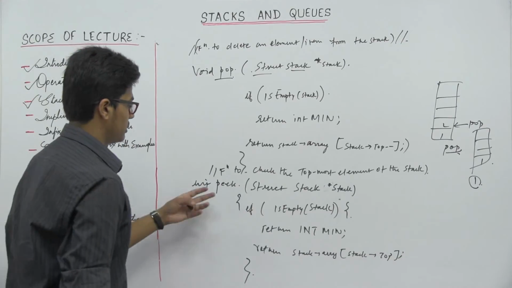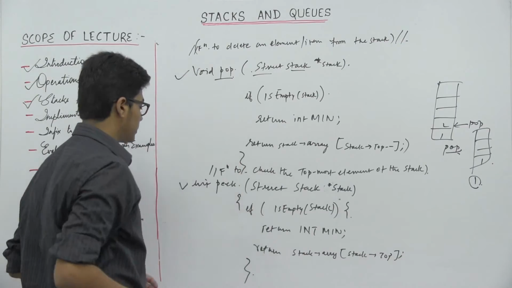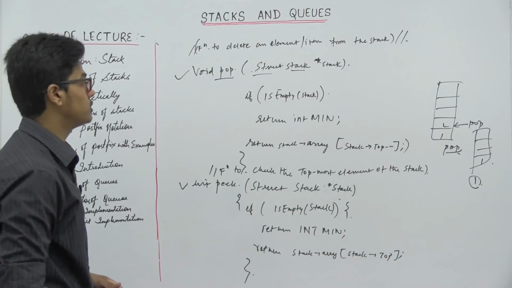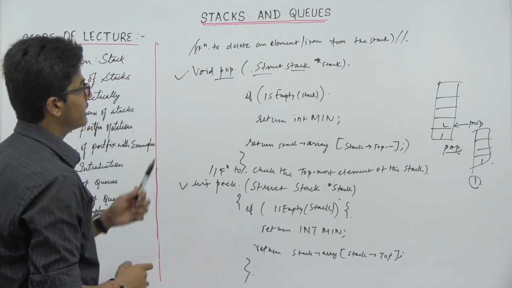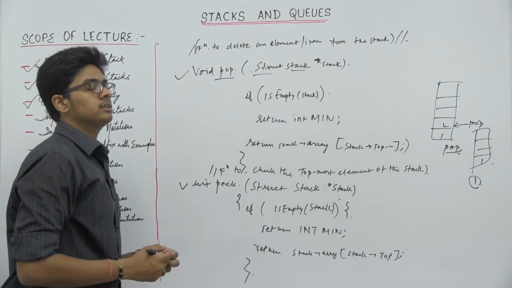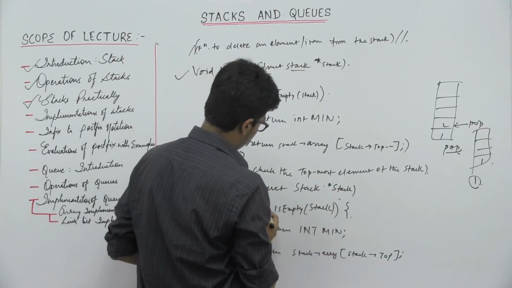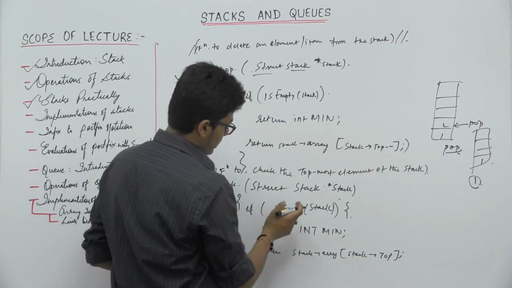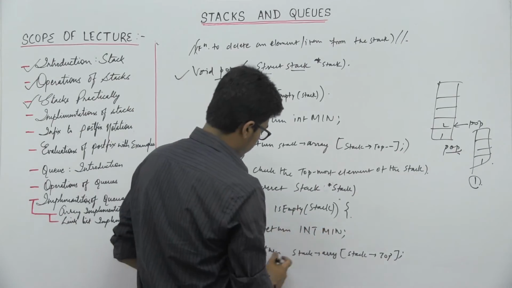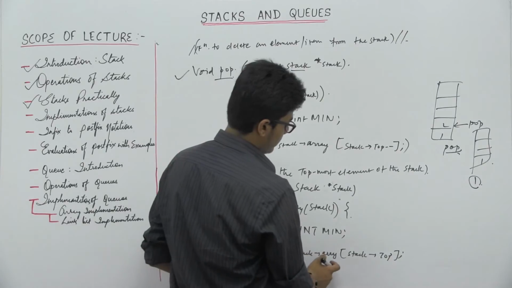So in the peek function, this is the pop function, and we already discussed the push function. So adding an element into the stack, deleting an element from the stack, and checking the topmost element of the stack. In peek of struct stack, if the stack is empty, then return int min. If it is not empty, then return stack array, stack of top.